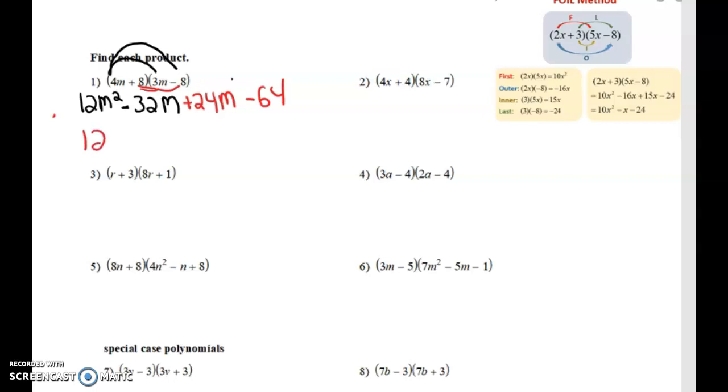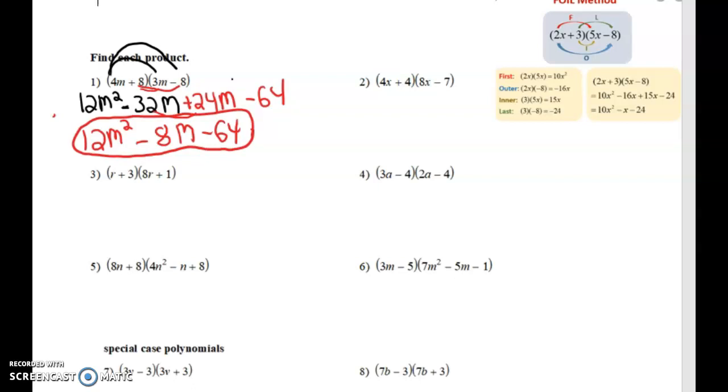You'll notice on these most of the time, unless sometimes they're special, we'll talk about that later, you can combine the two terms here. And if you combine a negative 32m with a positive 24, you're going to get negative 8m. And our final answer is going to be a trinomial. Most of the time you'll get a trinomial as your answer.